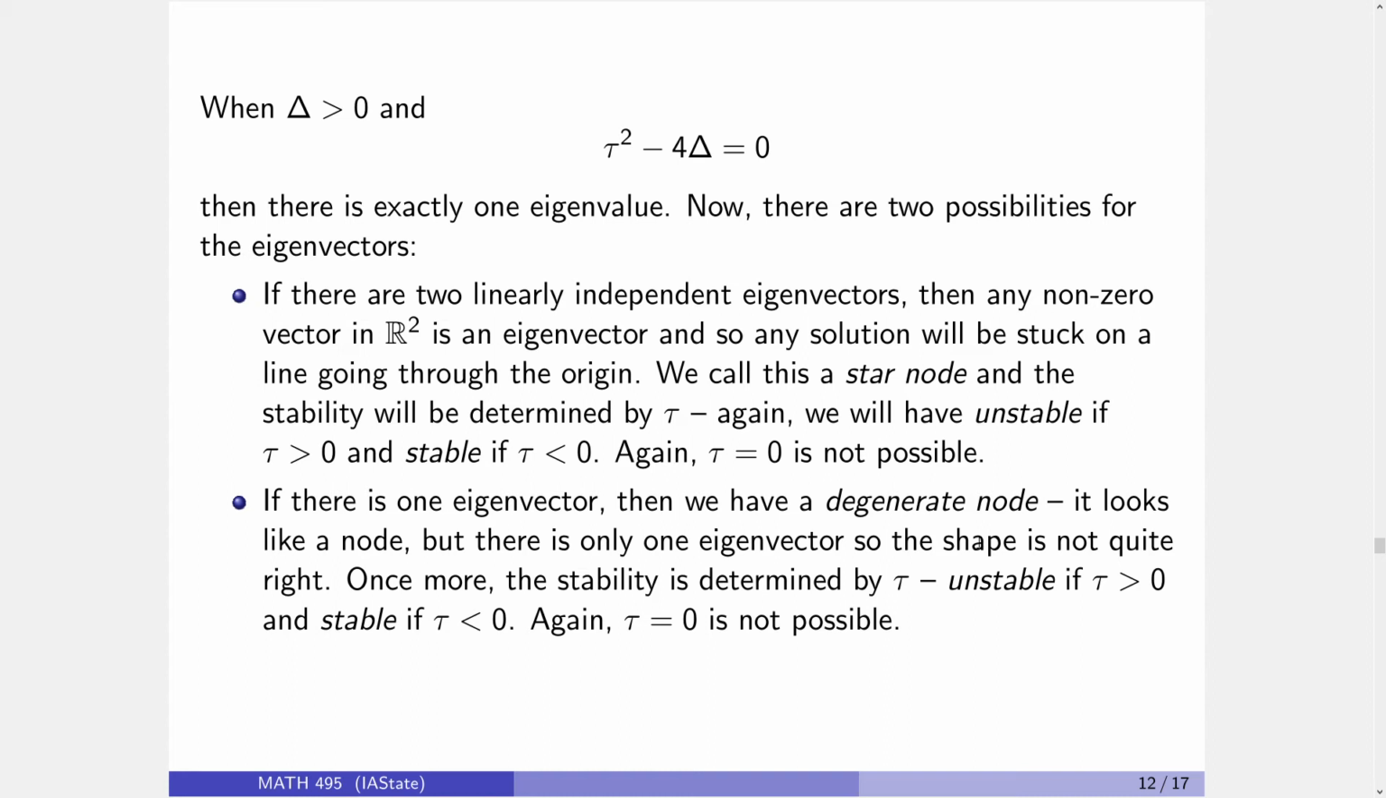So the shape for it is not quite the same as you see in a typical node where you have two eigenvectors that are competing, where one is more dominant than the other. Here we'll just have one, so only it will be influencing it. So the shape looks quite different.